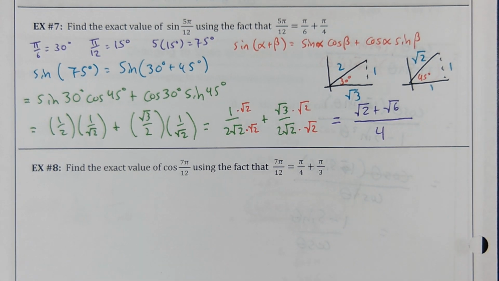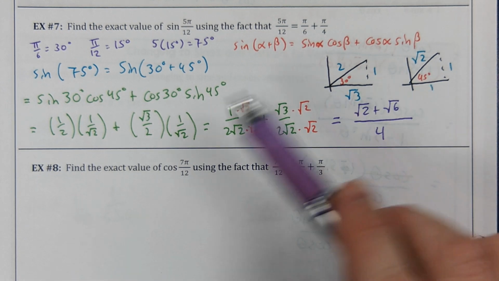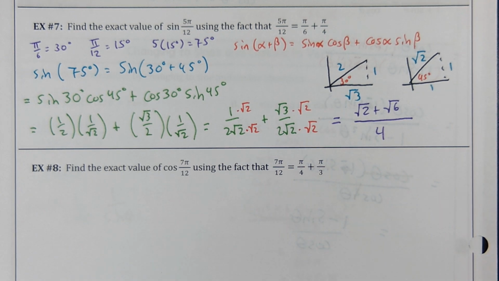Neat. So now you have the ability to evaluate any trig at a pi over 12. Any of the pi over 12s. There are 24 of them. Yep. And now you have the ability to evaluate sine, cosine, and you know what's interesting? You know what we didn't have in the identities? The tangent double angle identities. Or the tangent sum or difference identity. Whatever shall you do if you run across a tangent double angle?